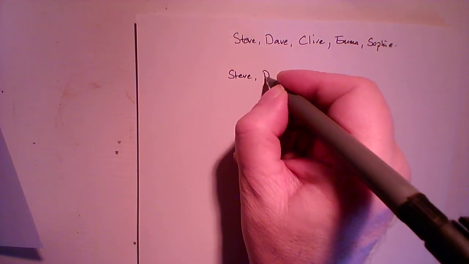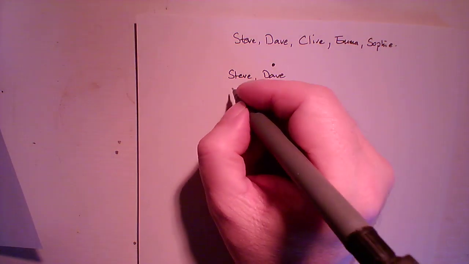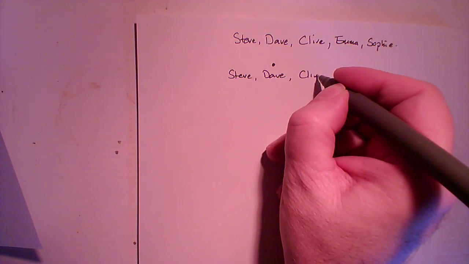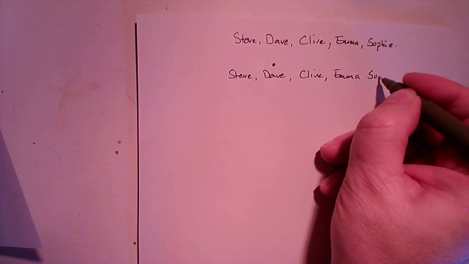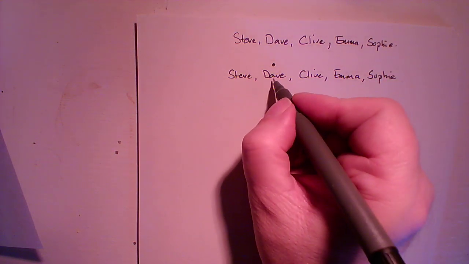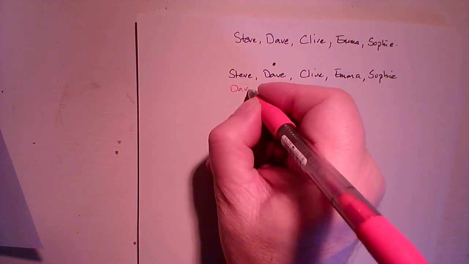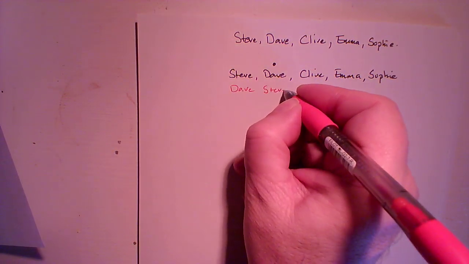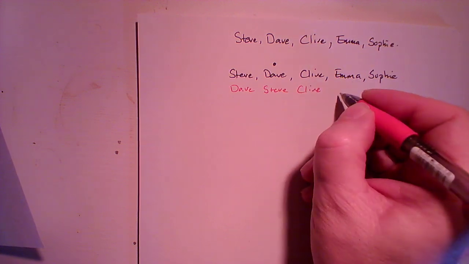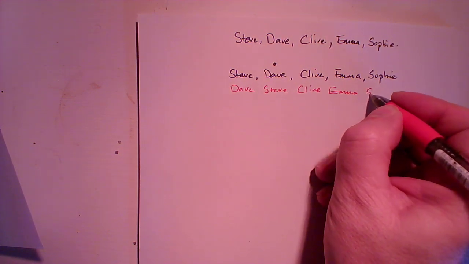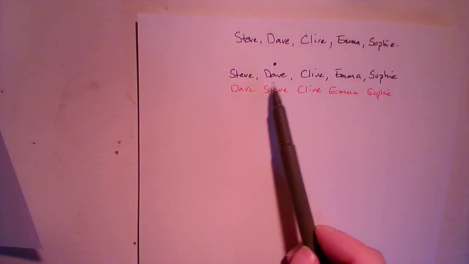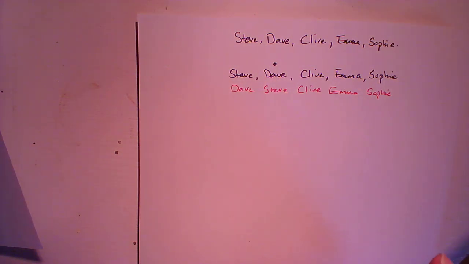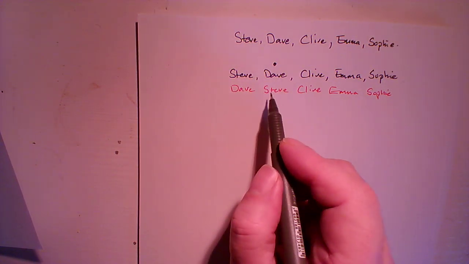Steve, Dave, put the dot on the Dave, it's the second one. Clive, Emma and Sophie. So Dave comes before Steve, so I can now put that in. Dave, Steve, Clive, Emma and Sophie. And because it's an insertion sort, it didn't just swap position, it actually went to where it was supposed to be in the list up to that point.